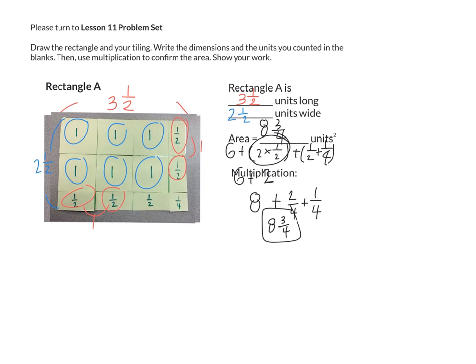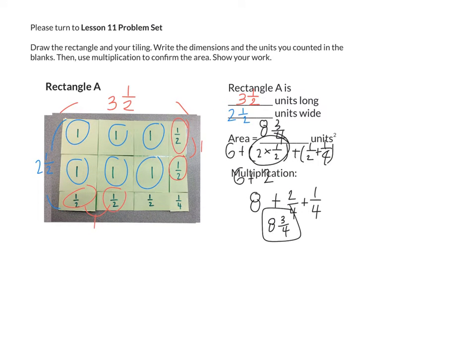Very nice. Okay, let's check our work using multiplication. We know that area is the same as length times width. So what's my length? 3 and 1/2. Okay, what's my width? 2 and 1/2.